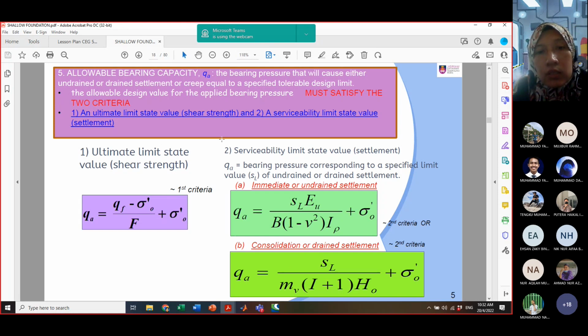So look at the questions, and some questions may not say anything. It must satisfy shear strength or it must satisfy settlement. It just says calculate the ultimate bearing capacity or calculate the safe bearing capacity. So you can use the general equations for the shear strength only. If it is stated that it must satisfy criterion number 2, the settlement effect, then this is how to calculate the QA.